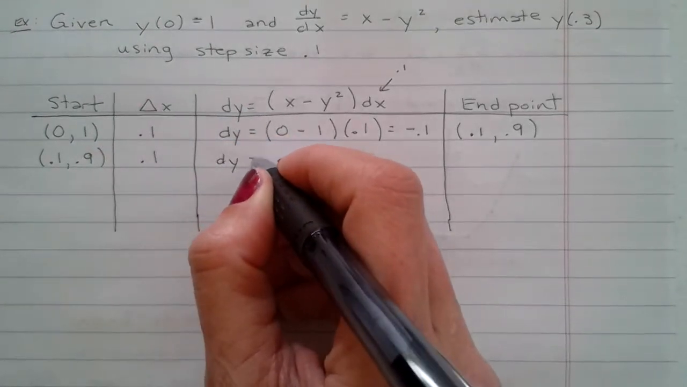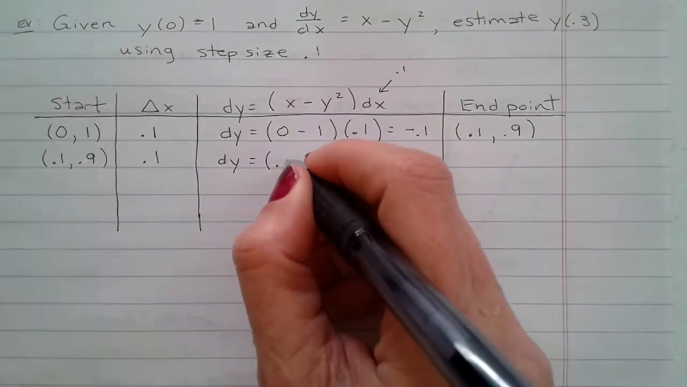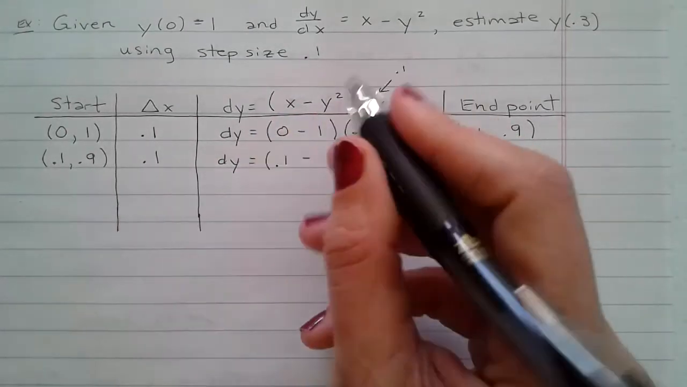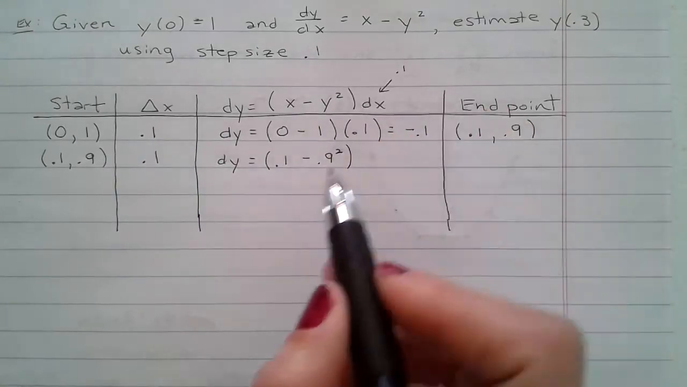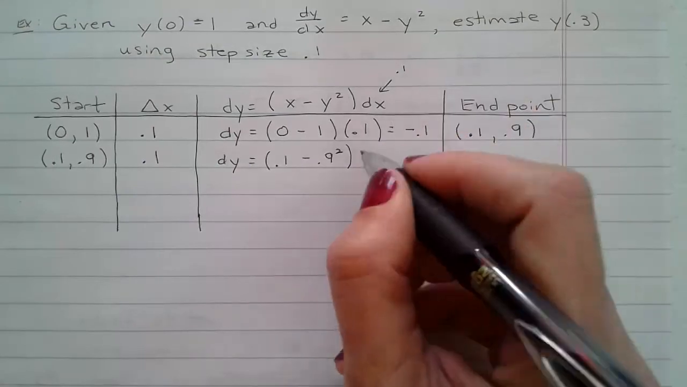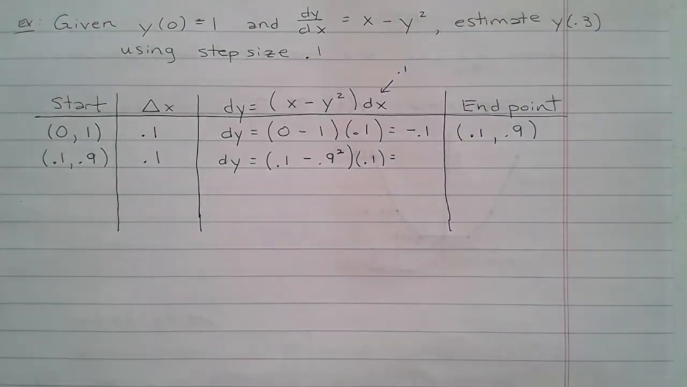The change in y is going to now be our x, which is now 0.1, minus 0.9 squared. If you're thinking you need a calculator, you might be right. And then we're going to times by the change in x, which is 0.1. And we'll get a decimal value and figure that out. So go ahead and pause me. The answer is going to come up here in just a second. I'm going to fill in the table so that you can check your answers.